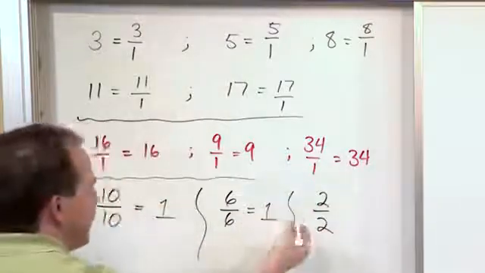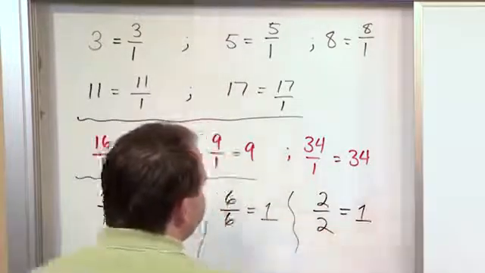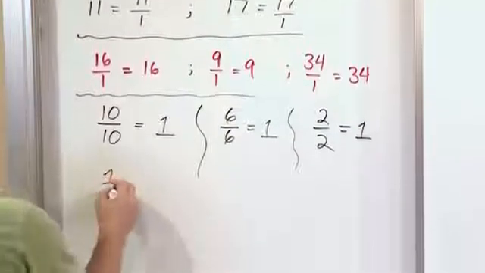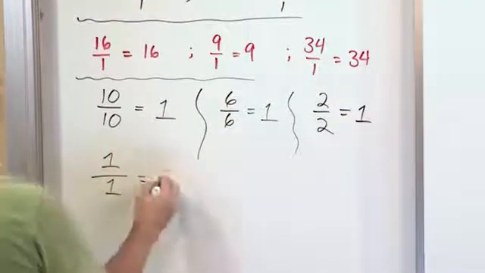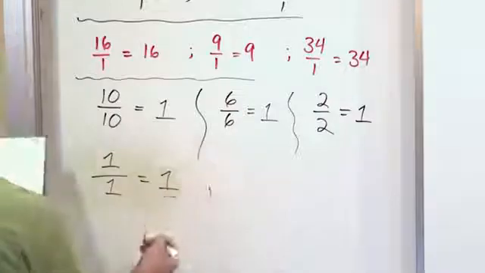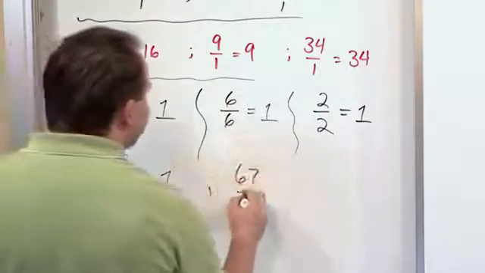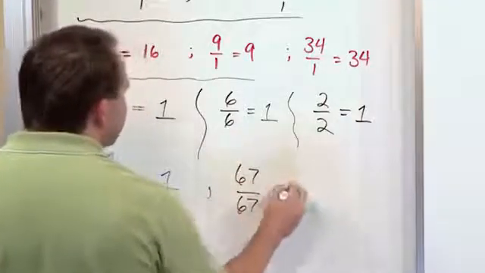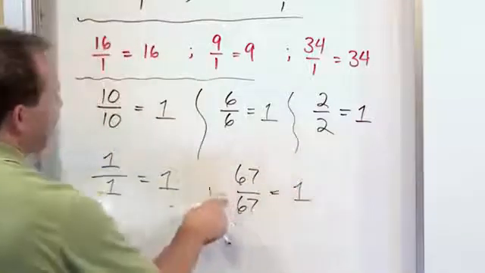Another example, anytime you have anything over itself is basically 1. That's basically what we're doing here. Even if you have something simple like 1/1, you just get 1. And our final one, even a crazy number like 67/67, it reduces to 1, because this behaves like division.